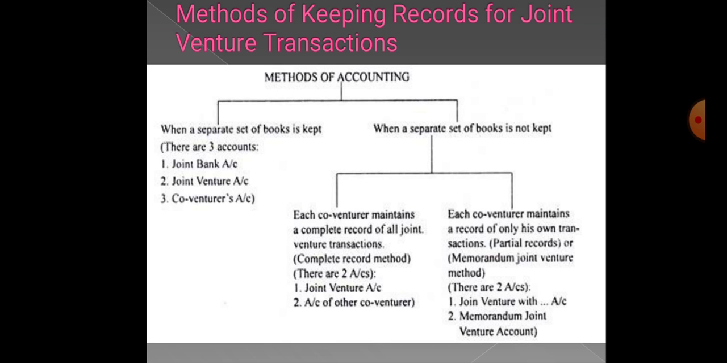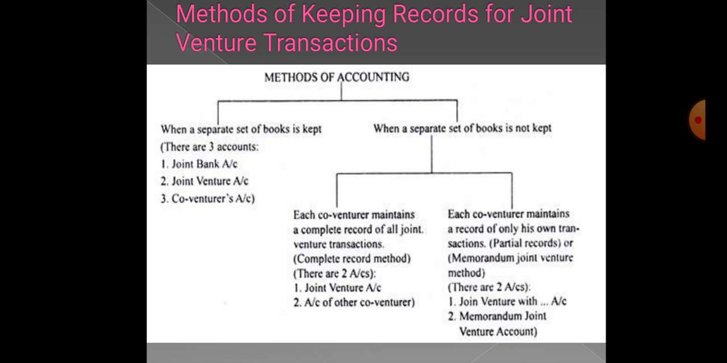What are the methods of keeping records for joint venture transactions? We have already discussed that there are three ways of recording joint venture transactions. The first is a separate set of books maintained for the joint venture business. When a separate set of books is kept, we will be preparing three accounts, that is the joint bank account, the joint venture account and the co-venturers account.